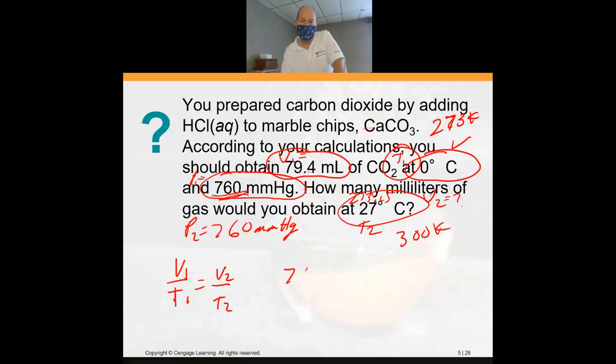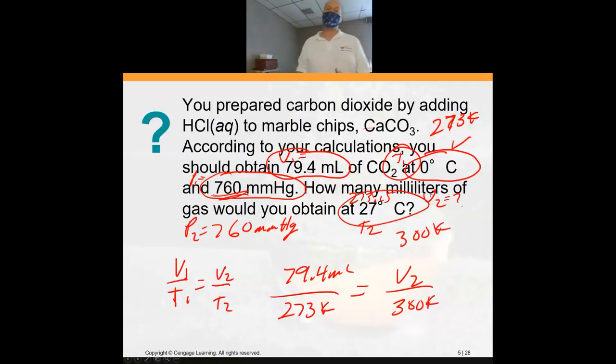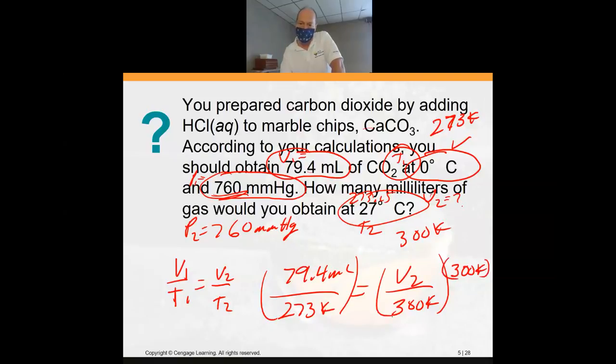So V1, 79.4 milliliters. T1, 273 Kelvin. Volume 2, that's what we don't know. T2, 300 Kelvin. So some people can do this, but then they can't solve for V2. You need to review basic math skills. Do not miss this because you don't know how to do basic math. You just multiply both sides by 300 Kelvin. That cancels that. The Kelvin cancels the Kelvin. So you take 300 times 79.4 divided by 273.